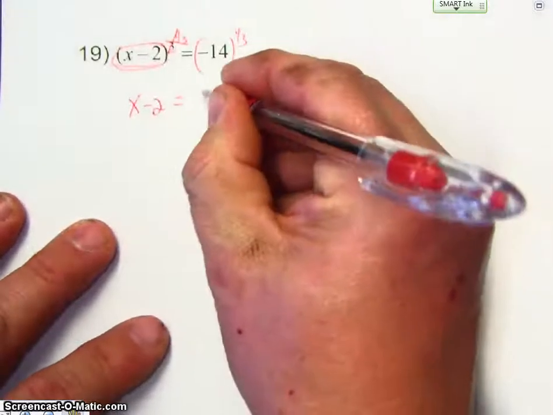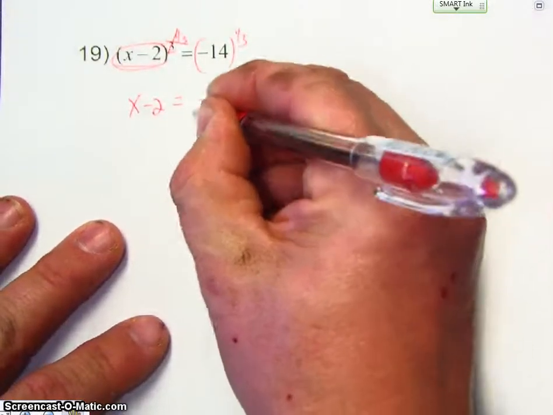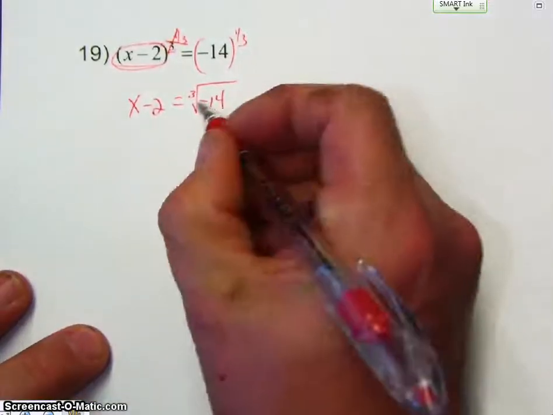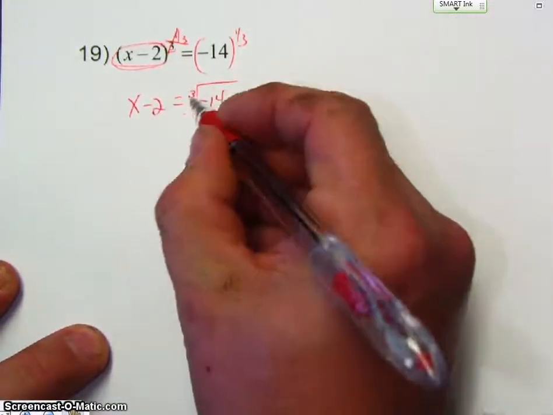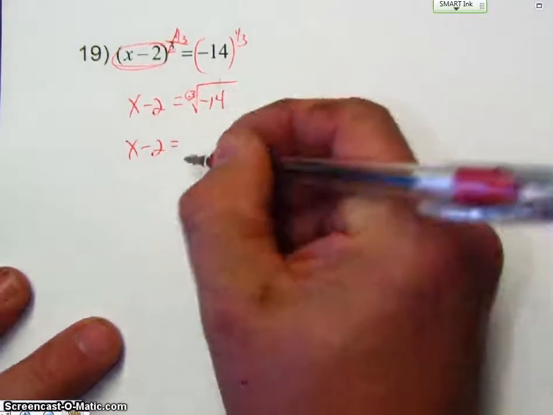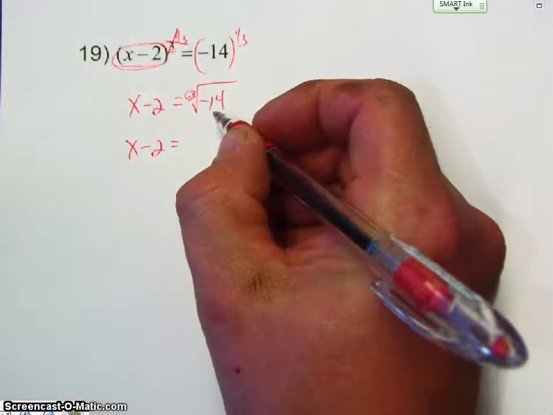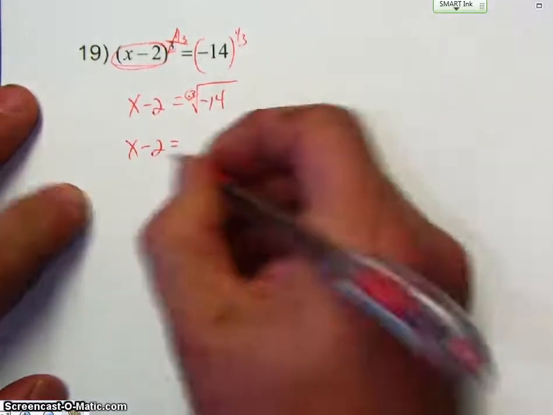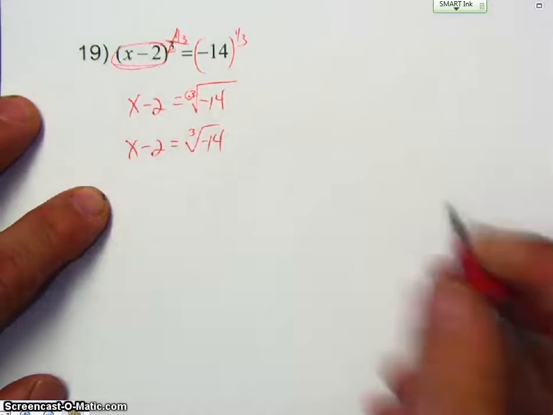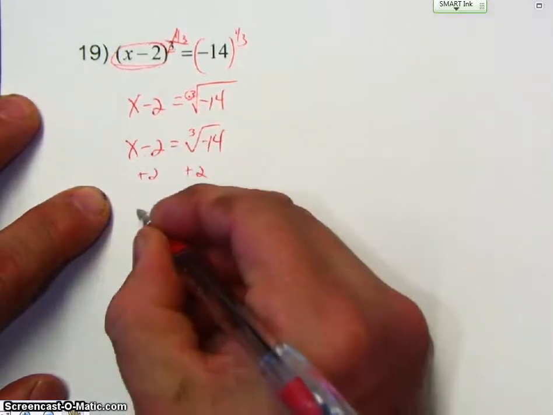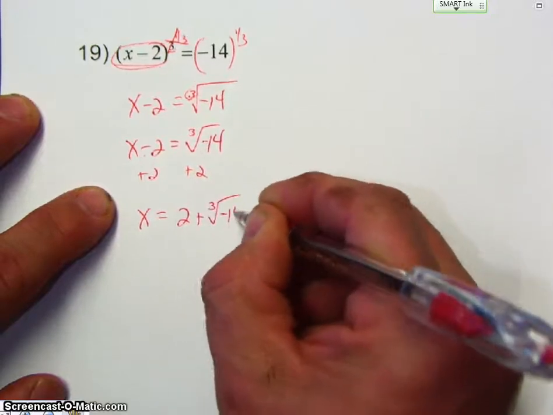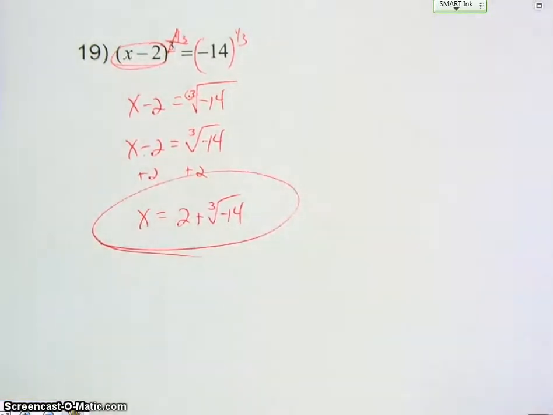We have negative 14, and I want the cube root of that. My answer is going to be negative. It's odd, so it'll be one answer. So x minus 2 equals the cube root of negative 14. Now that does not come out evenly, and that is fine, so we can just leave it like that. Now add 2 to both sides. This will be 2 plus the cube root of negative 14, and there's your answer.